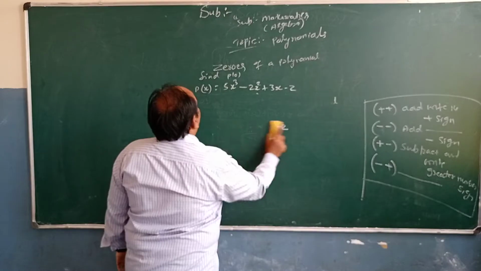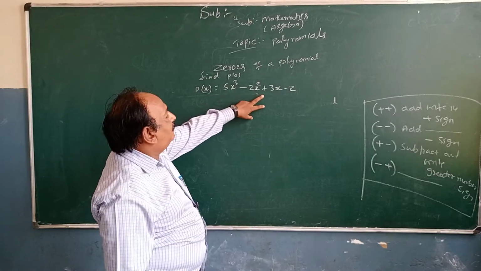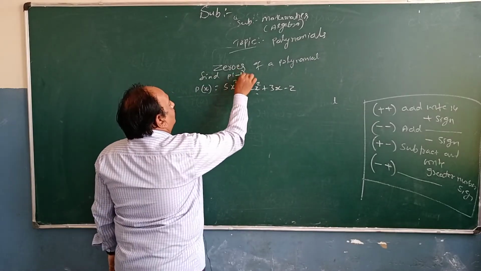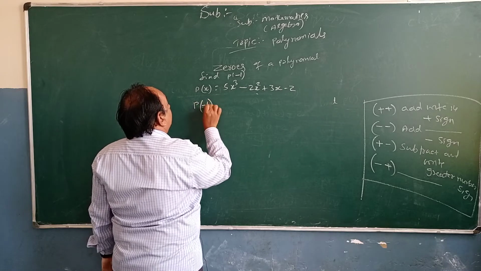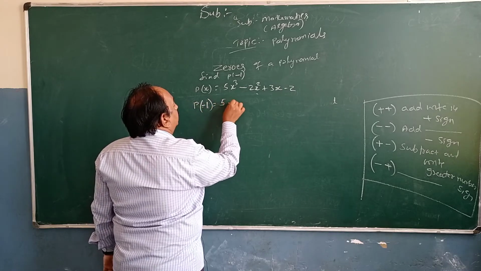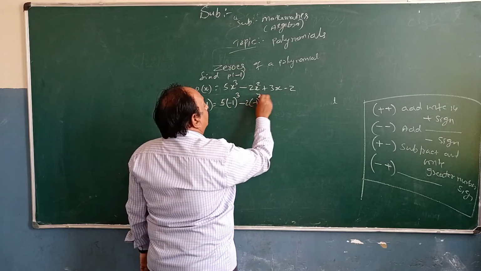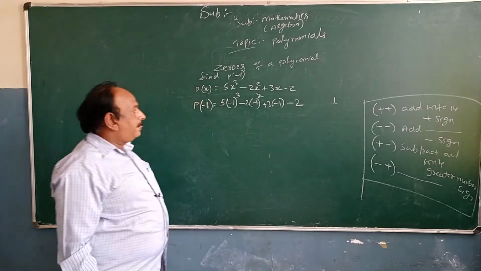Now, P of x is equal to 5x cubed minus 2x square plus 3x minus 2. Find polynomial of minus 1. 5 into minus 1 whole cube, 2 into minus 1 whole square, 3 into minus 1 minus 2.